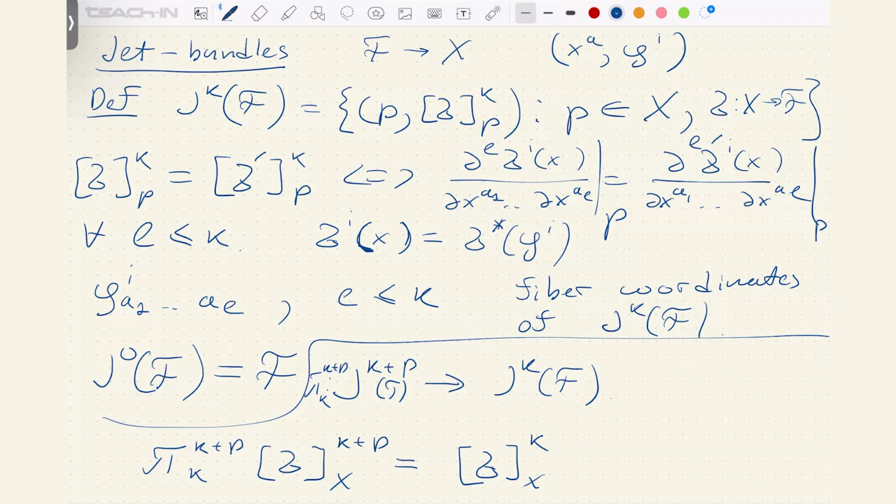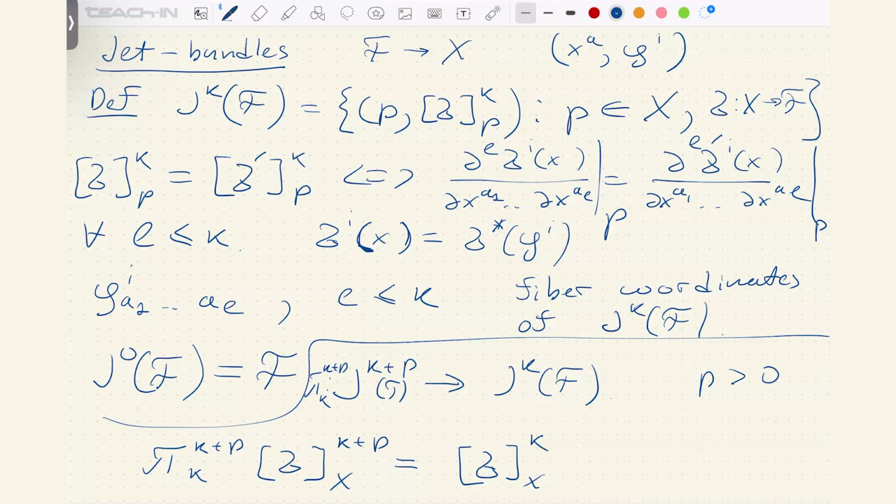So it's a canonical construction. Remember, points of our jet bundle are equivalence classes. Pairs, of course: you have a point of the base, and then you have a point of the fiber, and a point of the fiber is an equivalence class. So we take exactly the same section and just consider it as a representative of a different equivalence relation, which is more coarse-grained, right?